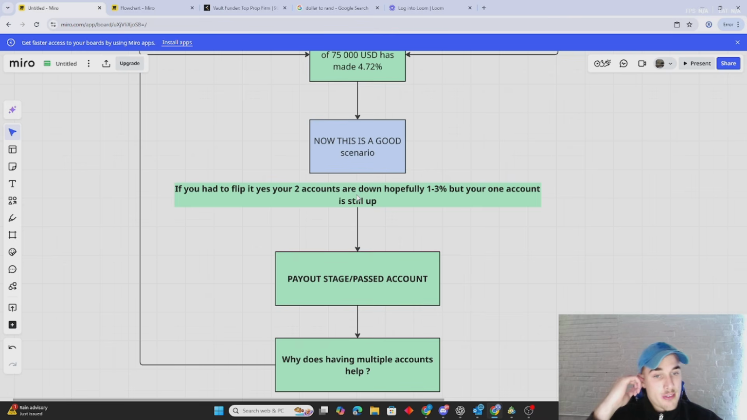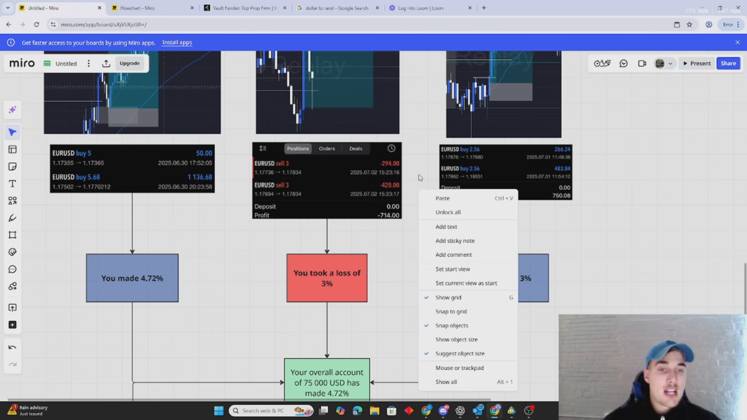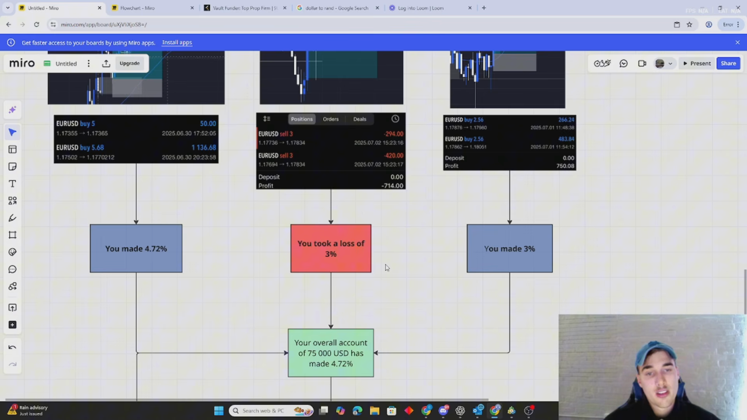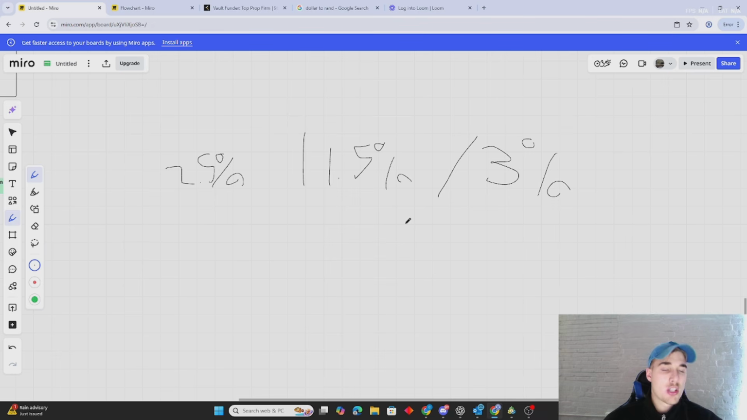That basically means that 2 of your accounts are down, but 1 of your accounts is still up. So the likelihood of that passing account is still there. To account, you're down 3%. Right, and this is on the payout stage, once you've passed the accounts. Again, you're going to roll the accounts.